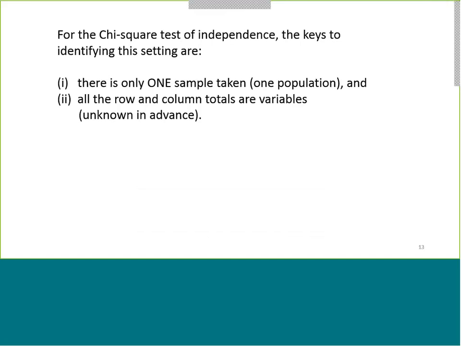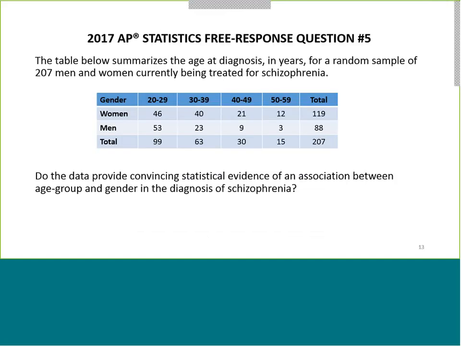A couple of things to look for in a test for independence. First of all, there should only be one sample that has been drawn from one population. And the row and column totals are variable, so they're not known in advance. There's a great problem to illustrate this. We decided to look at AP 2017, AP number 5. So keep those key points in mind: one sample being drawn from one population, and not knowing what the row and column entries might be.